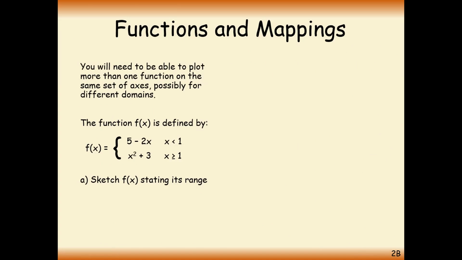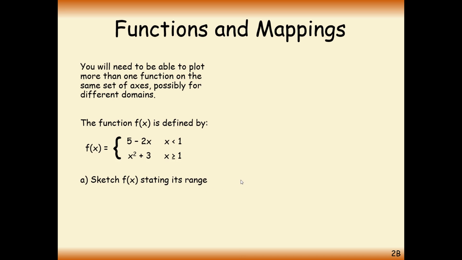Okay, let's look at the next example here. In this case, we have a piecewise function because the domain is divided into two sections, and when x is less than 1, we have a linear equation. When x is equal to or bigger than 1, we have a quadratic equation. We've been asked to sketch the graph and state the range of possible outputs of this function.